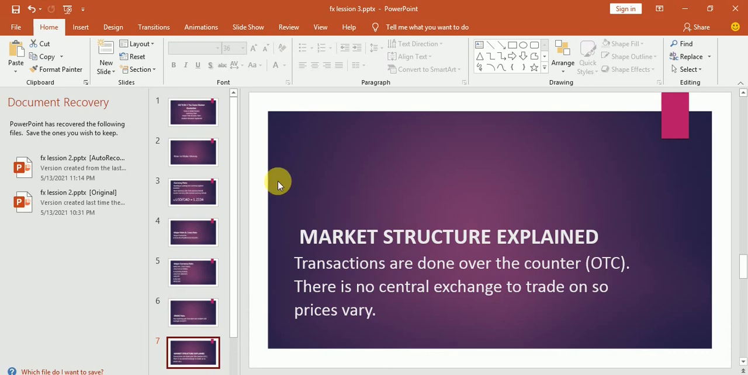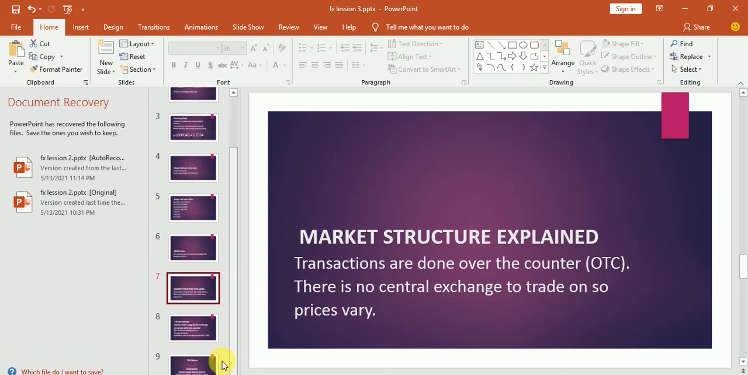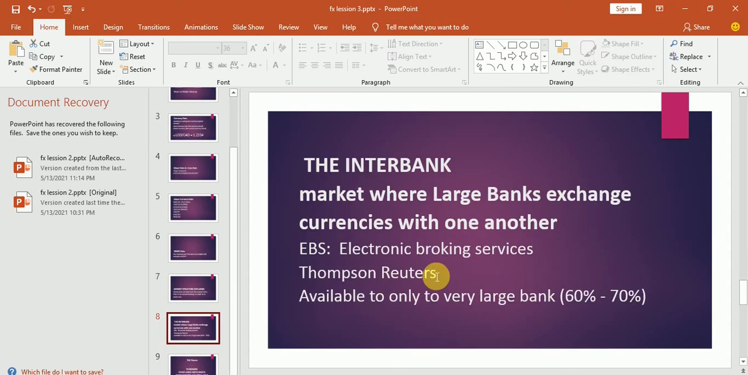What do we mean? Okay, to help you understand this more, let's look into the interbank. We say that the interbank is a market where large banks exchange currencies with one another. We are talking about extremely large banks. These large banks own about 70% of all the money being traded in the forex. So these guys are trading with trillions of dollars. A very big, large bank.